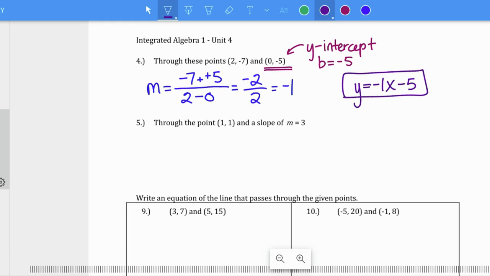All right, number 5 gives you a point, (1, 1), and it gives you a slope of 3. Since they give you a point and a slope, I'm going to use point-slope form. They didn't give me the y-intercept. They just gave me another point somewhere on the coordinate plane. So I'm going to use y minus y1 equals m times (x minus x1). Point-slope form.